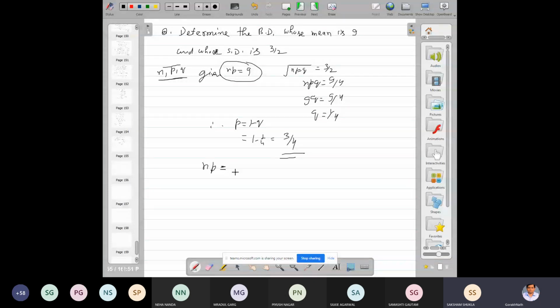So np is equal to 9, so this implies p is given, n we have to find, so n is 9/p, that is 9 into 4/3, so 12. So the binomial distribution: n is equal to 12, p is equal to 3/4 and q is equal to 1/4. You can also check whether this is correct or not: p plus q is always 1. So this is the binomial distribution.